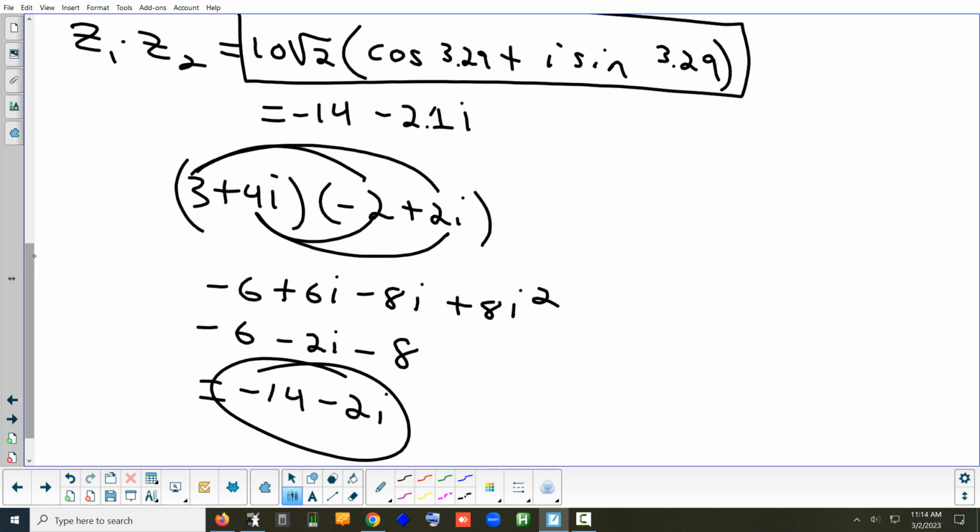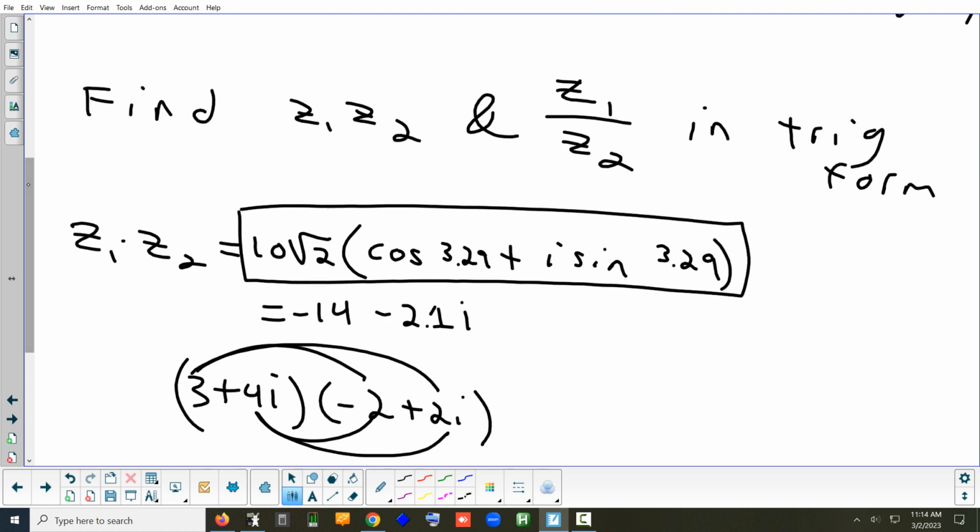Again, it's because of the rounding on this angle that we didn't get exactly negative 2. But the point is, FOILing it out or doing it in trig form, you get the same answer. And I think trig form is fast.